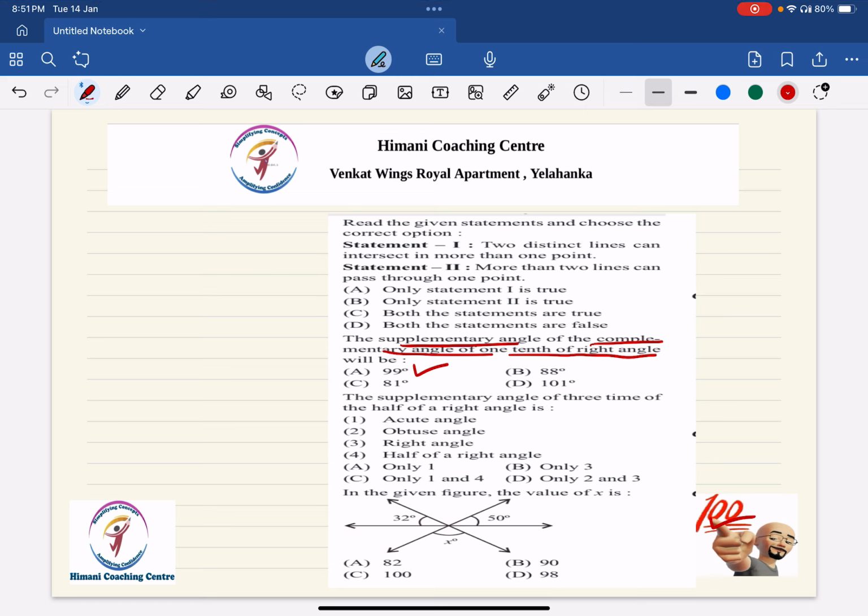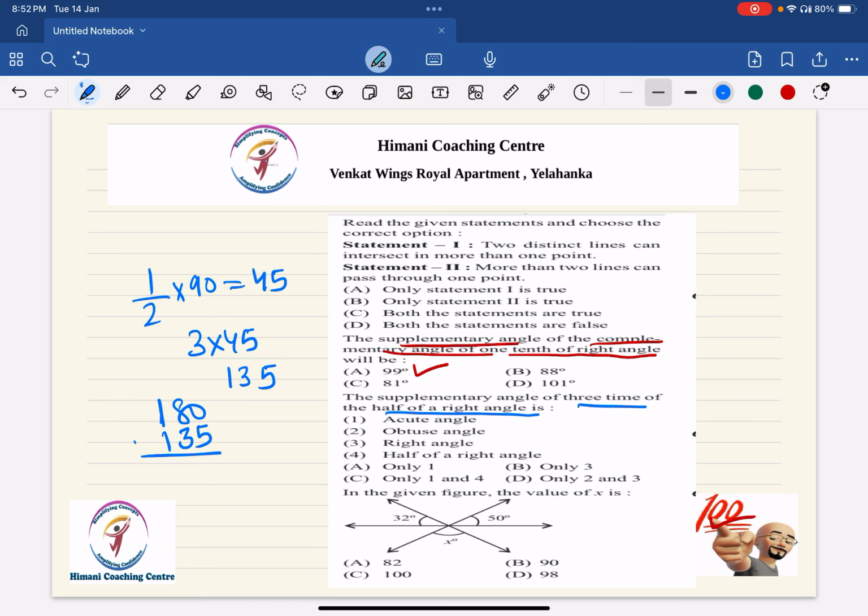Now the next question says the supplementary angle of 3 times of the half of a right angle is. Now 3 times of half of a right angle. What is half of right angle? Half into 90 is 45. 3 times of that, so 3 into 45. So we will get 3 5s are 15, 3 4s are 12, 135. So what is supplementary of 135? We will do 180 minus 135. So we will get 45, correct?